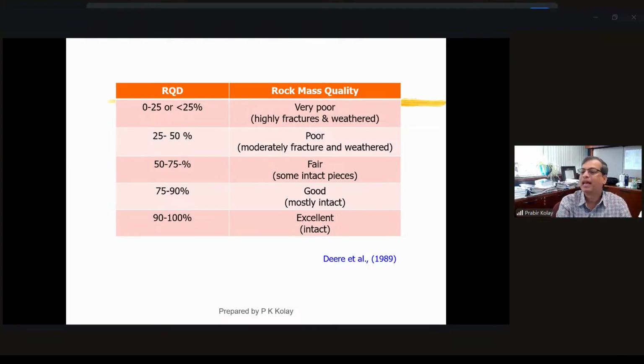But sometimes you may not get that because of fractured rock and weathered rock, depending on, again, what type of rock is there. It may be sedimentary, igneous, metamorphic, or maybe slate, different types of rock. So depending on the rock, you will get different RQD values.